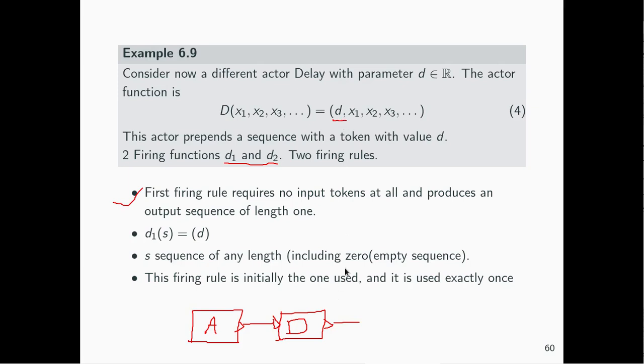Now this is the sequence. The first firing rule can be represented like this: the output will be D1. If you give a sequence as input, it just produces D. In the first firing rule the input is a null sequence, a sequence of length 0, basically an empty sequence. So if it's a sequence of length 0, it produces an output D. This firing rule is initially the one used, and it's only used exactly once.